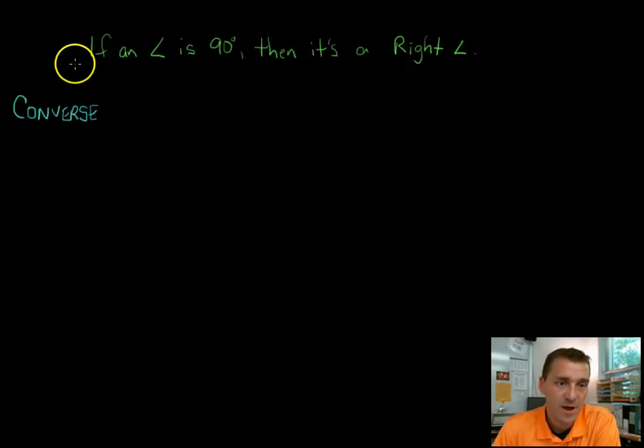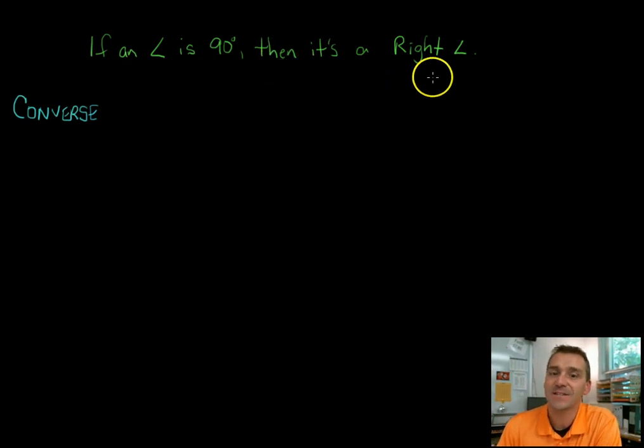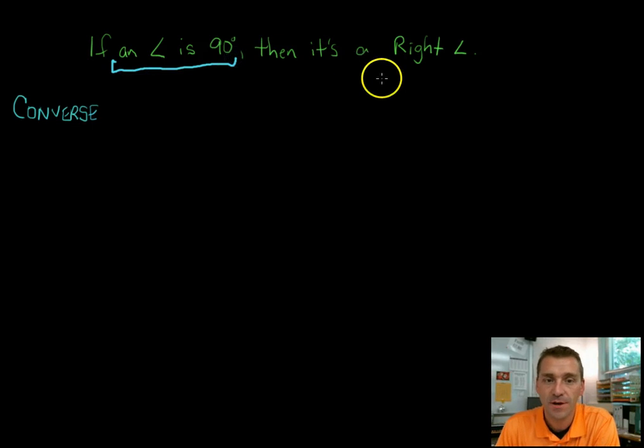So you see this example now on your screen. It says, if an angle is 90 degrees, then it is a right angle. That is exactly a conditional statement. This, remember, is your hypothesis. This right here is your conclusion. Wonderful. So this is the P implying the Q.